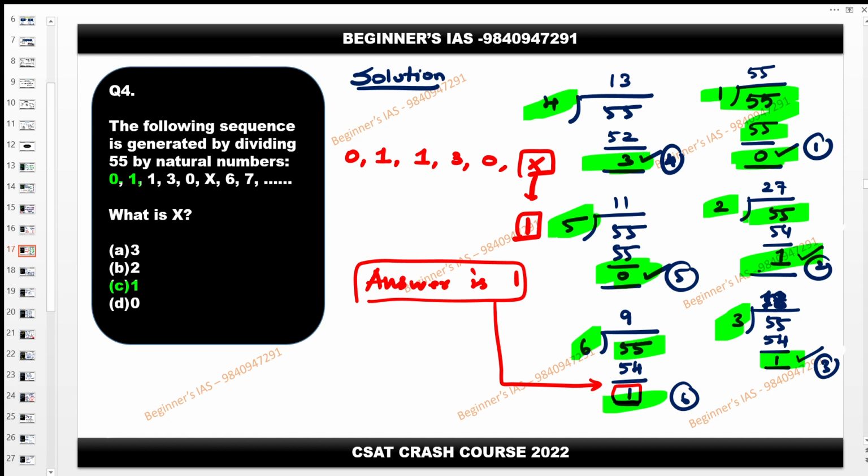Clear this model? I will give you some time. Please look at this question. If you are having any issues, please clarify. Anybody having an issue with this question? No, right? I'm moving on to the next question.